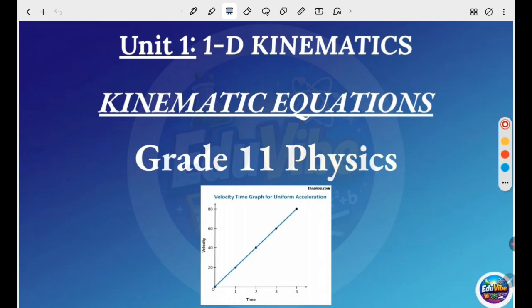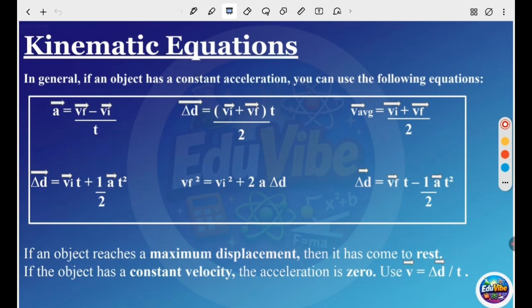Today's topic is another topic of 1D kinematics, which is the kinematic equations. Today our main focus is on the kinematic equations, which is the easiest topic of this unit, because all the equations we use there are on your data sheet. So there's no need to memorize all six equations which are mainly used in this topic.